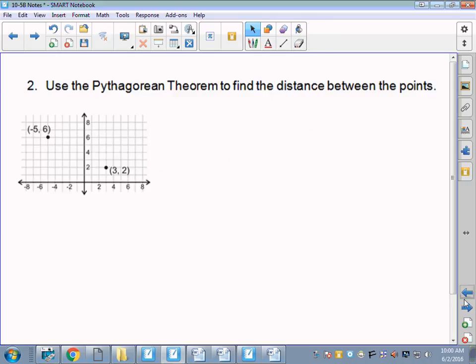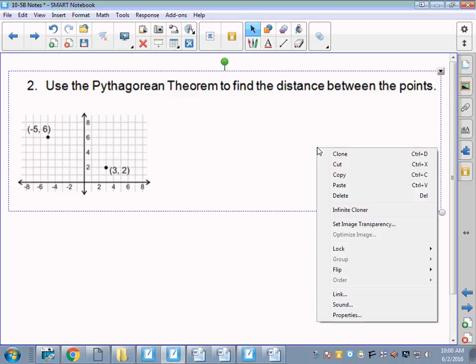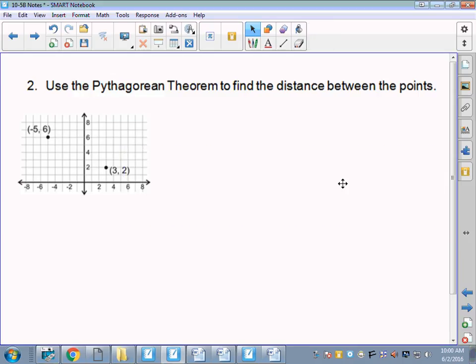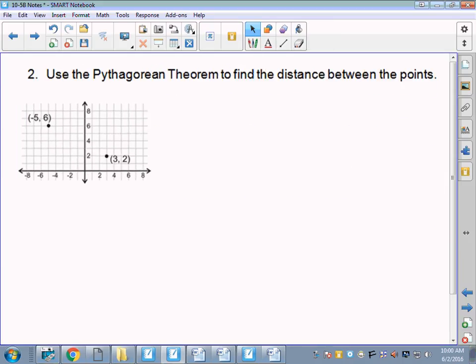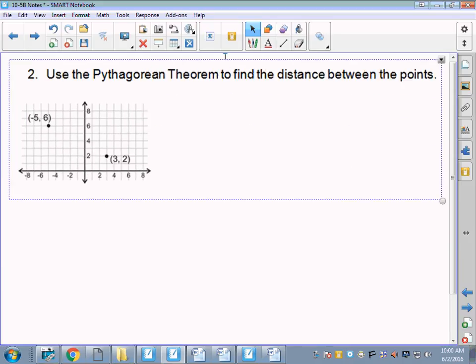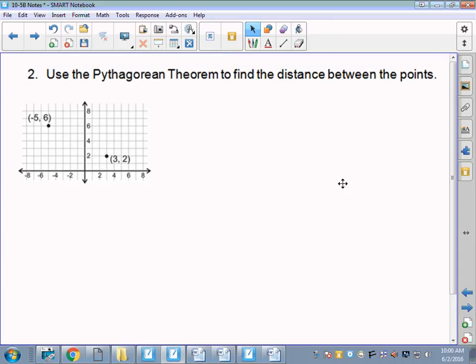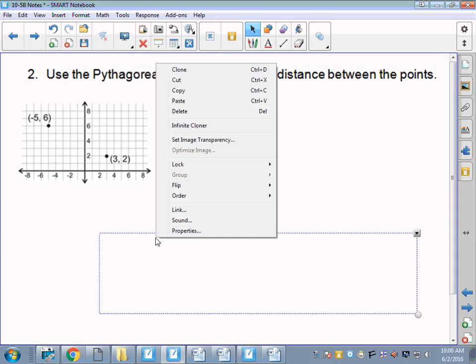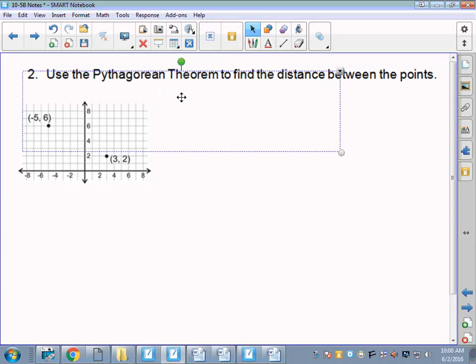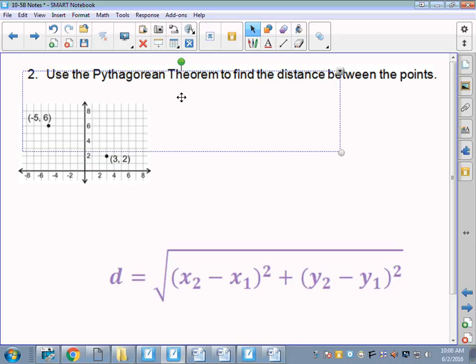Let's do a problem. So let's do this one. This is actually the same problem as the one we just skipped. Whoa, I thought I had it figured out. I just wanted to paste the Pythagorean theorem. There it is. Okay.